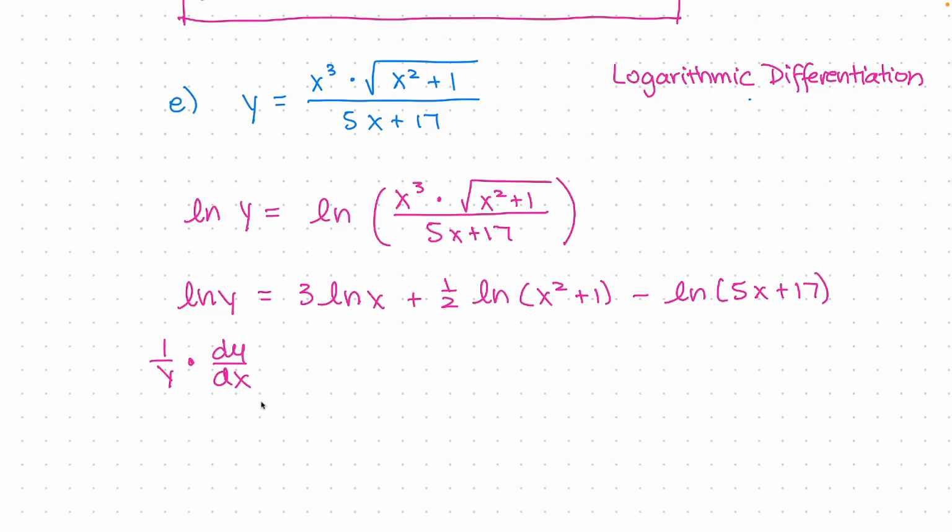And then I take the derivative of the right-hand side and get 3 over x. I have the 1/2, so I'll put the 2 on the bottom. And it's 1 over the argument times the derivative of the argument, minus 1 over the argument times the derivative of the argument. So just take a look at that. Let me know if you have any questions, just how I got here.